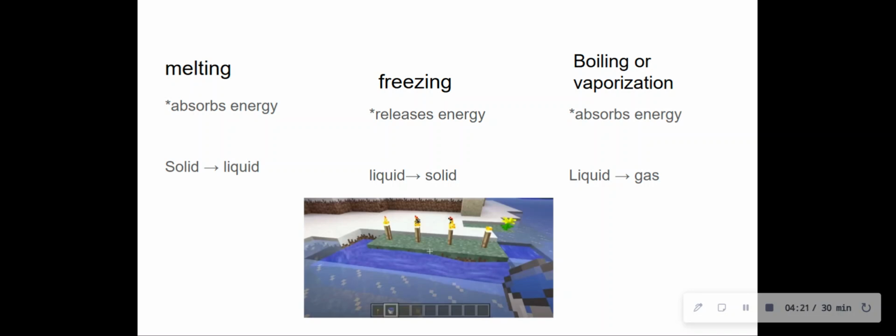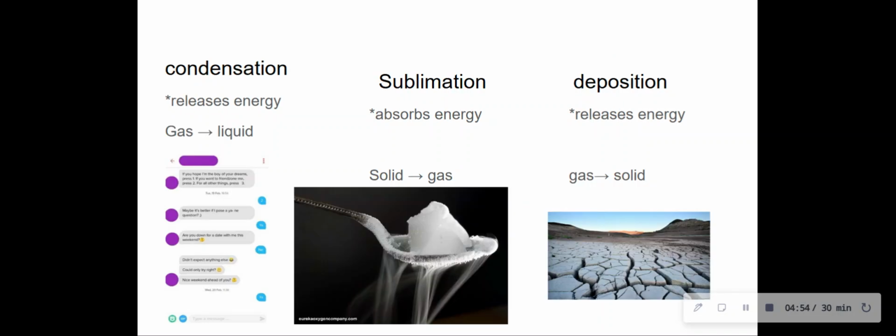Then we got boiling, or you probably will see it as vaporization. This is when a liquid goes to a gas, and the substance has to absorb energy to do this. So it'd be like water to water vapor, and you'd see this when you put a kettle of water on a stove, and the kettle whistles that annoying sound, and you see all the steam coming out of it. That's water vapor. That's the phase change.